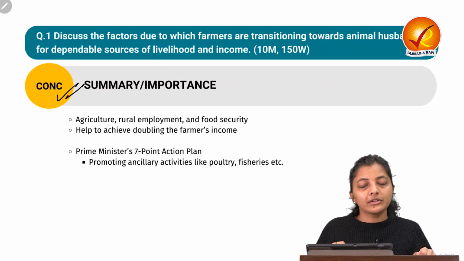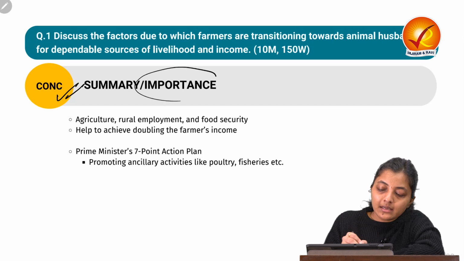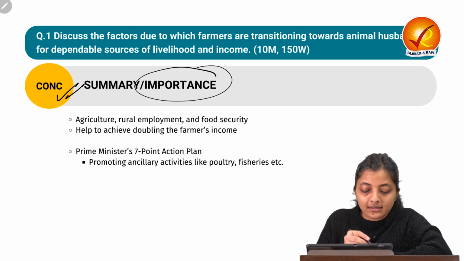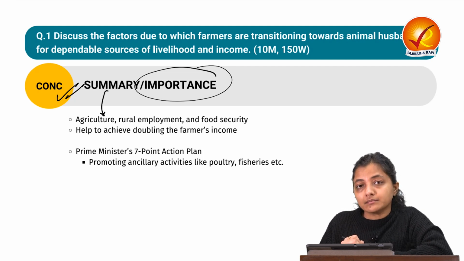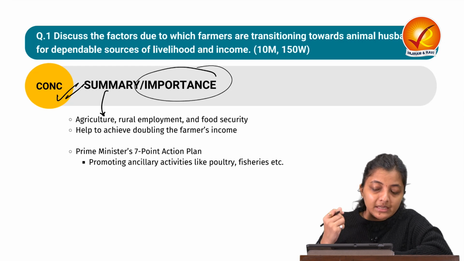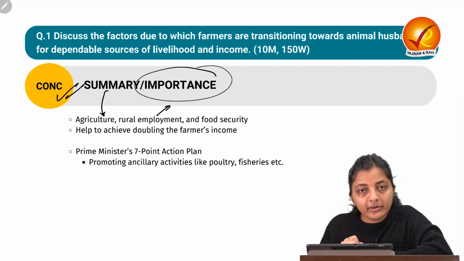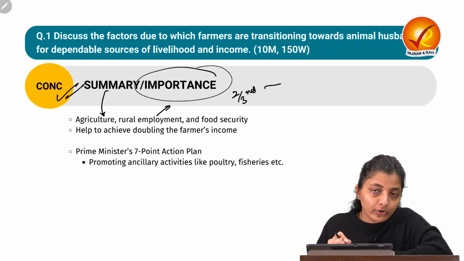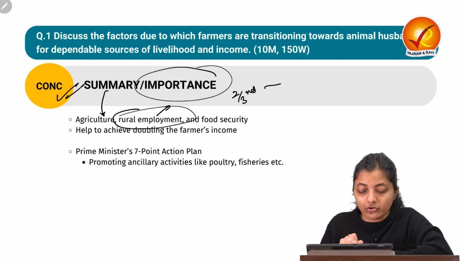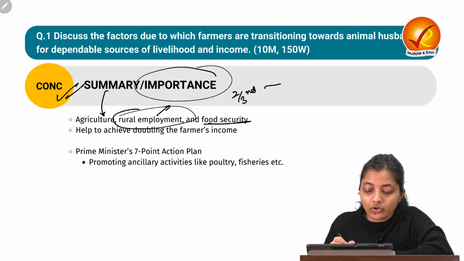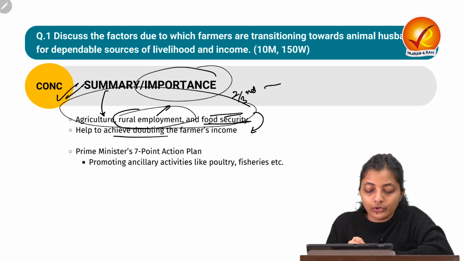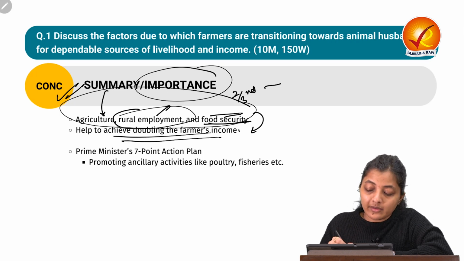Coming on to the conclusion, you can write the summary or the importance, that its share in the national GDP is increasing. There are other benefits also, like they are making the farmers' income secure, stable, and diversified. They are providing employment for rural people, approximately two-thirds of the rural community is engaged in this animal husbandry sector. This is ensuring food security. So all these aspects are required to achieve the doubling of farmers' income, the vision of India.